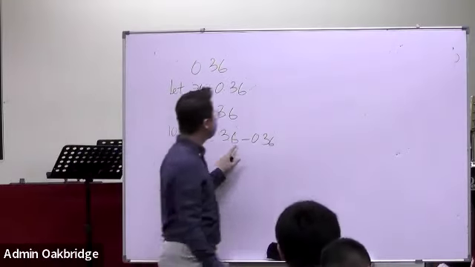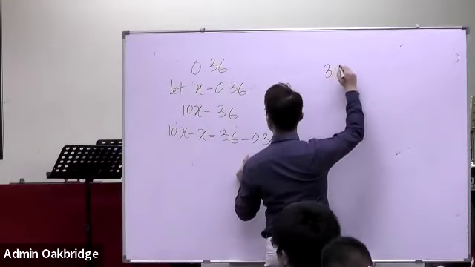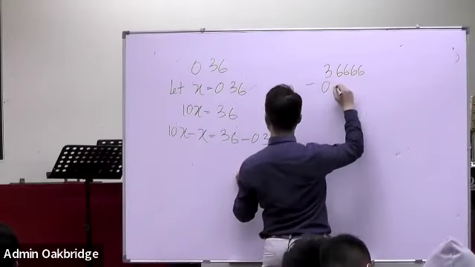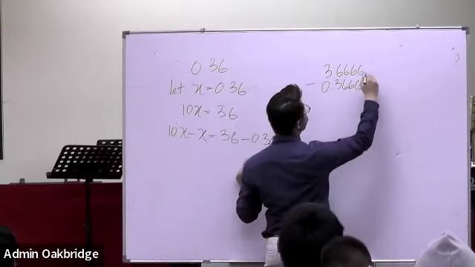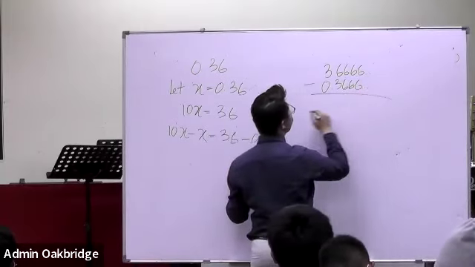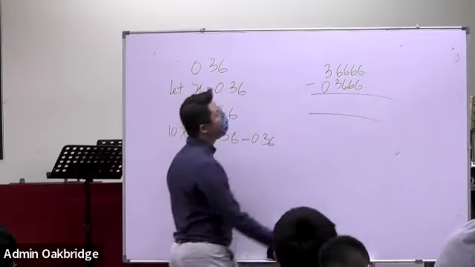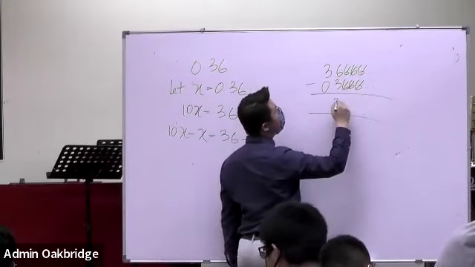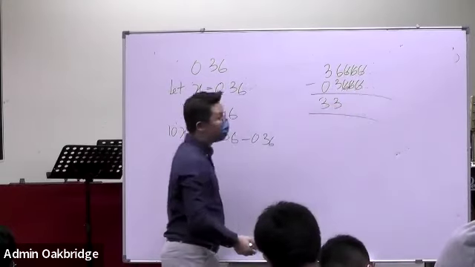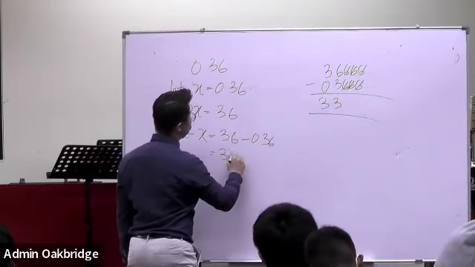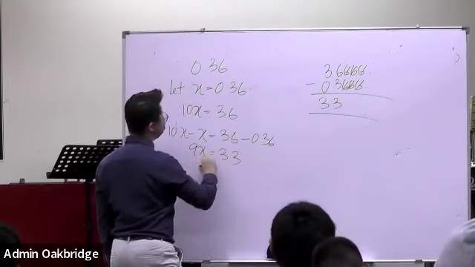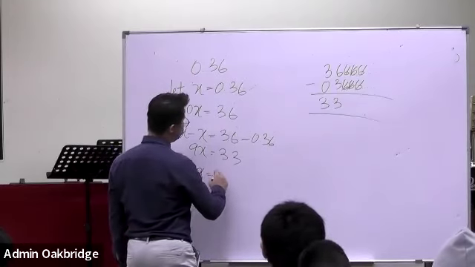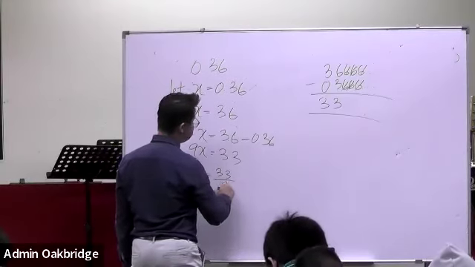This is how you simplify it. You take 3.6666 minus 0.3666 and so on. You can cut out all the 6s. So now this one is left with 3.3, and this is 9x. This is how you simplify it. So x equals 3.3 over 9.